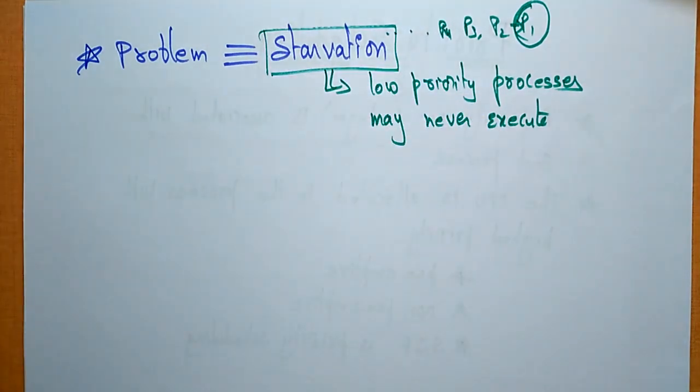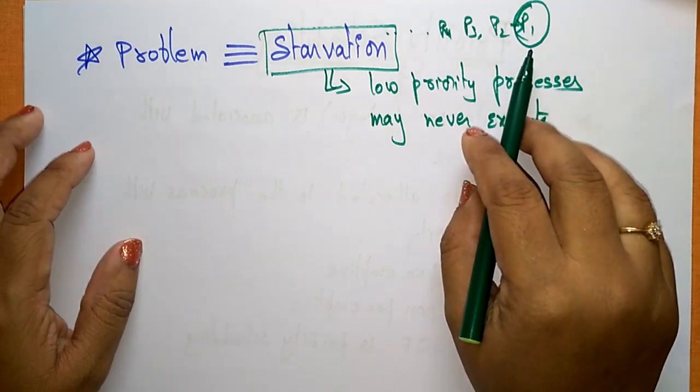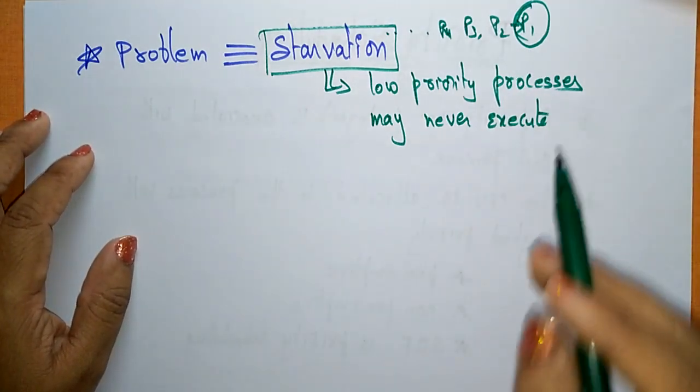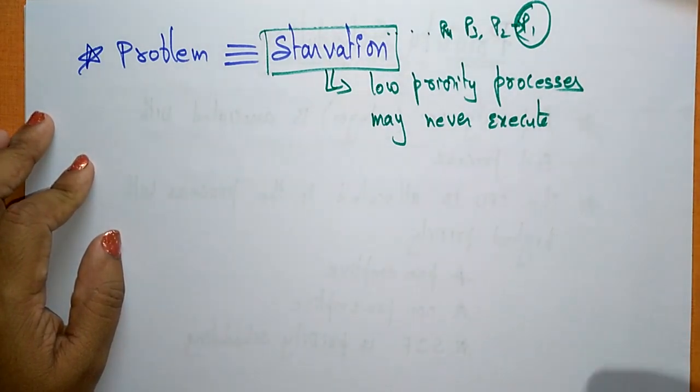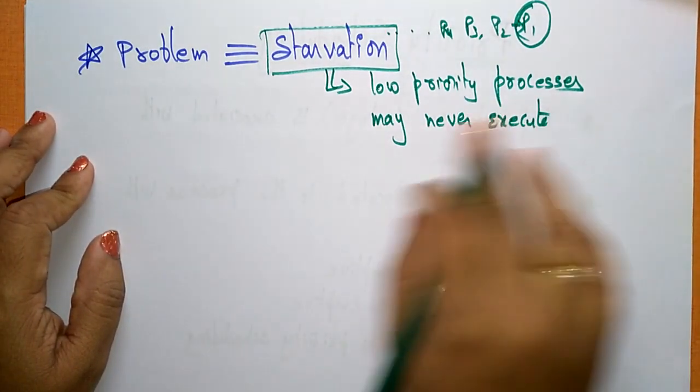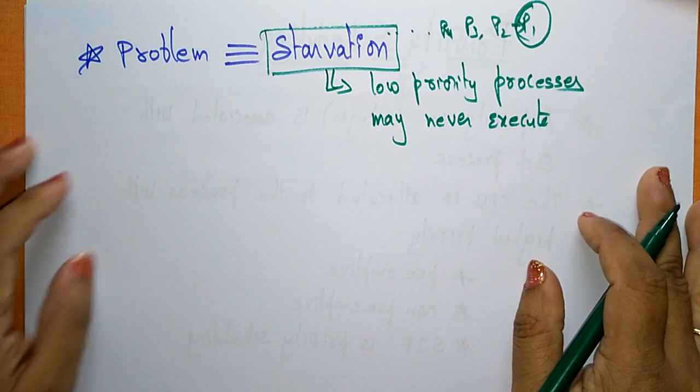That is called starvation. We are waiting eagerly, waiting hungrily. P1 has to wait until the CPU gives it a chance to enter. That problem may arise in priority scheduling. Starvation means there is a chance that a low priority process may never execute.